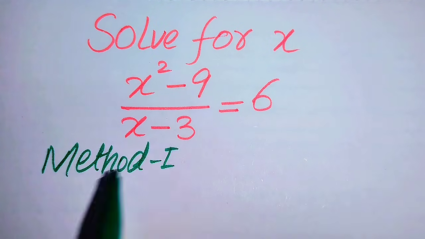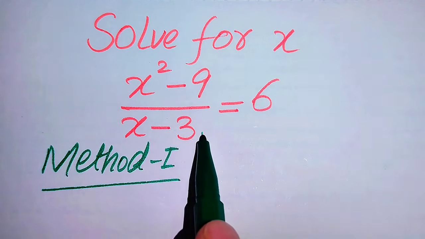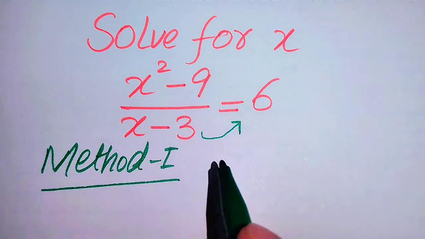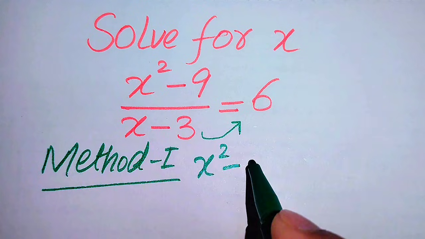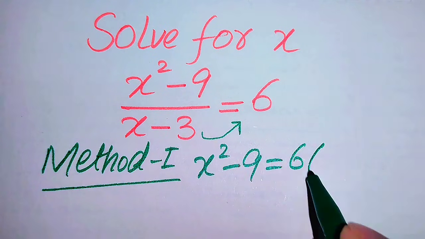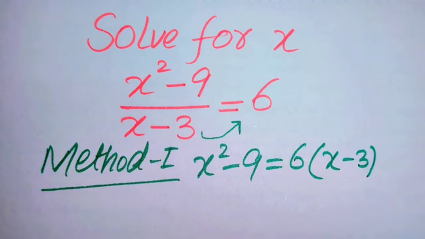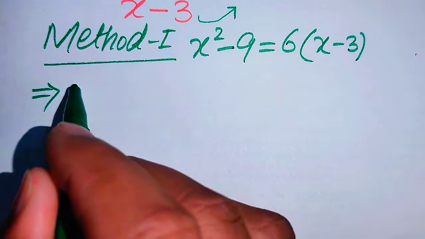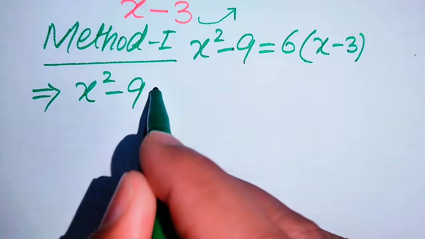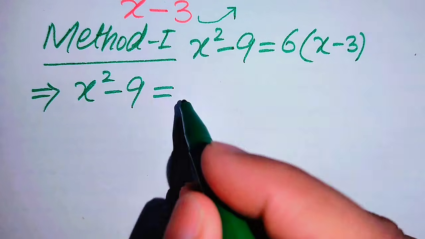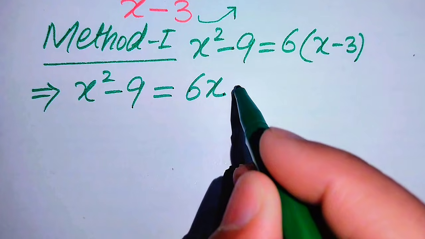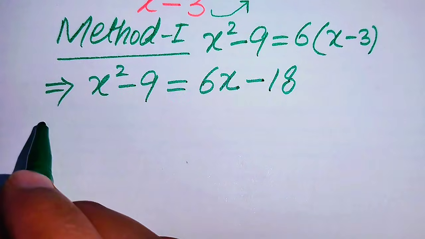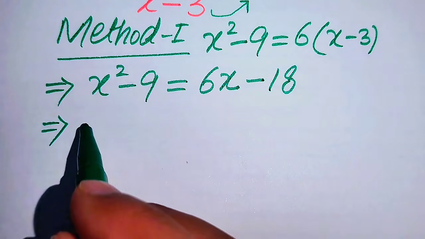Here in the first method we move the denominator term to the right hand side. So x minus 3, which is dividing the left hand side, when we move it to the right hand side, is multiplied by 6 and it will be written as 6 times (x minus 3). And now in the next step this will be written as x square minus 9 is equal to, here we multiply 6 on both of these two values and it becomes 6x minus 6 times 3, which becomes 18.